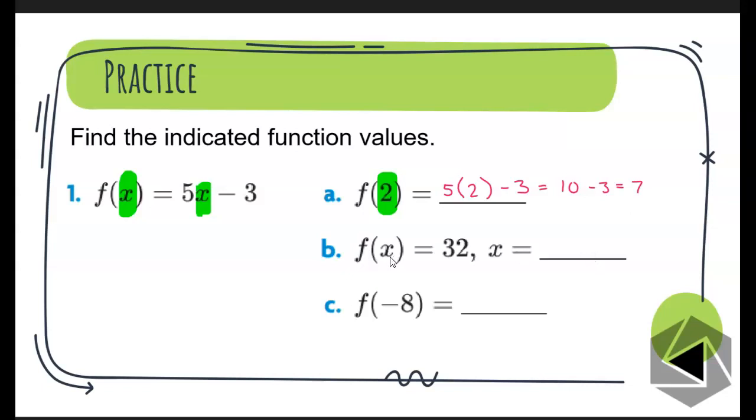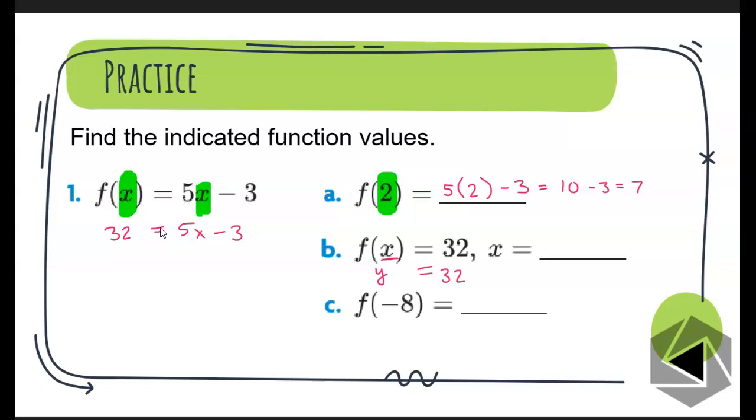Now on the second one, you'll see they didn't actually give us an x value now. They gave us a whole f of x. But we may remember that f of x is just another way to write y. This is like y equals 32. So this whole side of the equation is going to equal 32, the y value. So we can write 32 in place of it over here, and then write the rest of the equation. 32 equals 5x minus 3, because f of x equals 32.